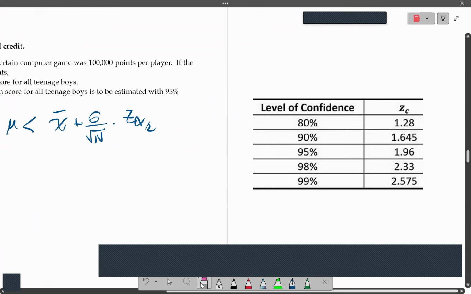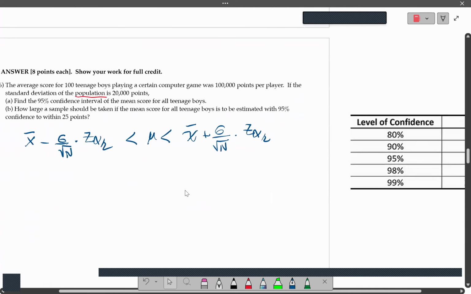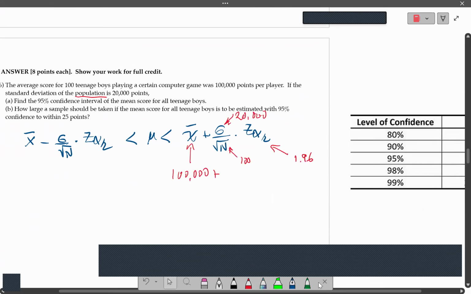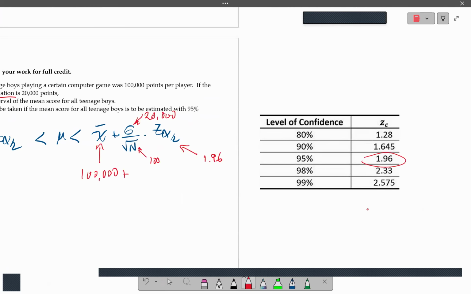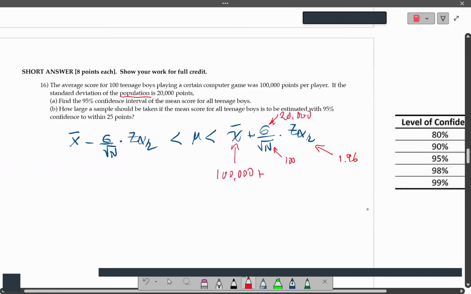You got it? So I am done because I know this one is given to me as 100,000, plus this one is given to me as 20,000. This one is 100, and this one is going to be 1.96 for 95%. You got it? I got all the components over there. So the only thing I gotta do is plug it in and let the calculator do the work.